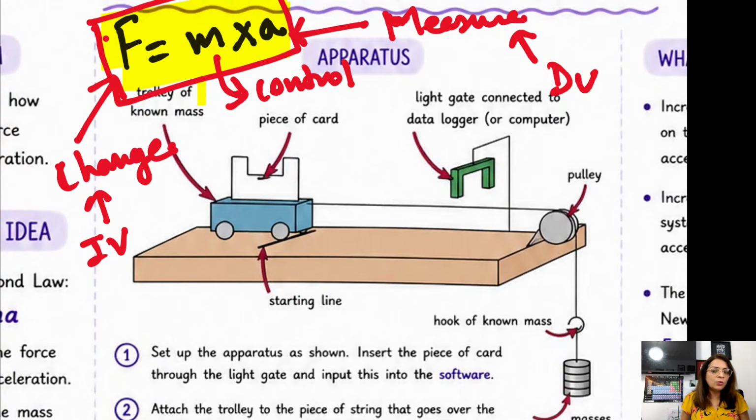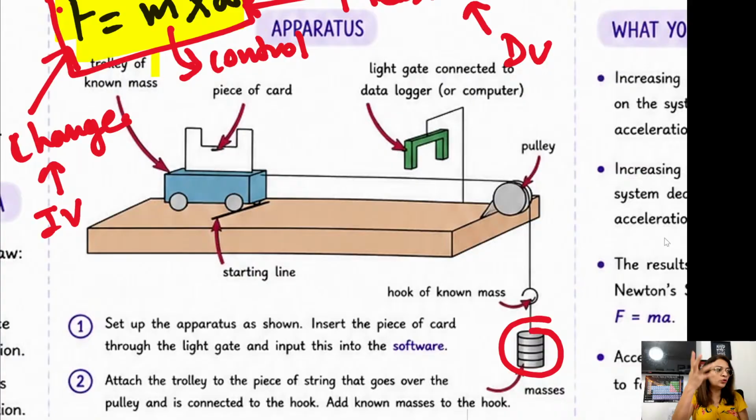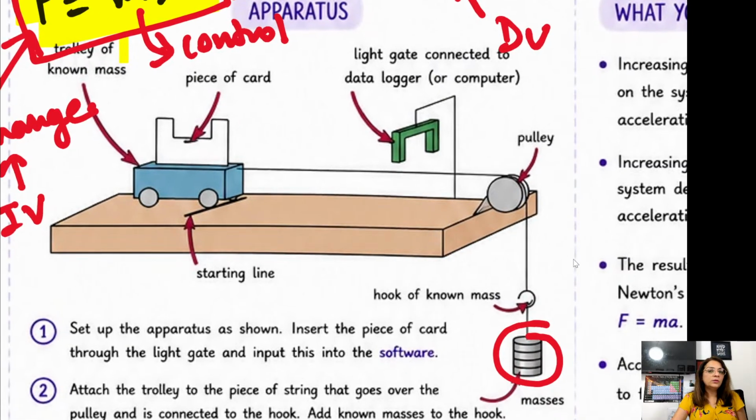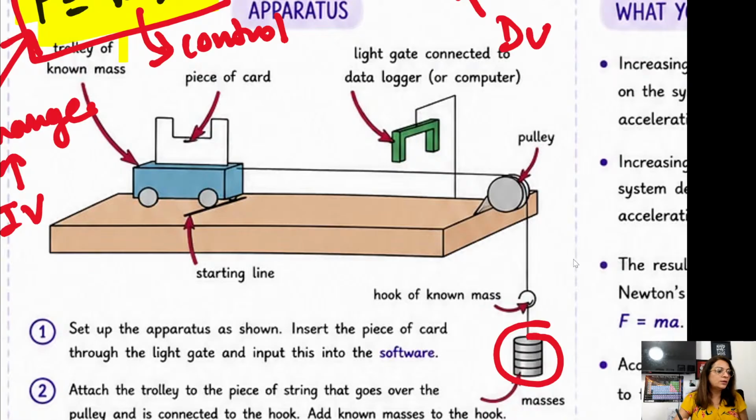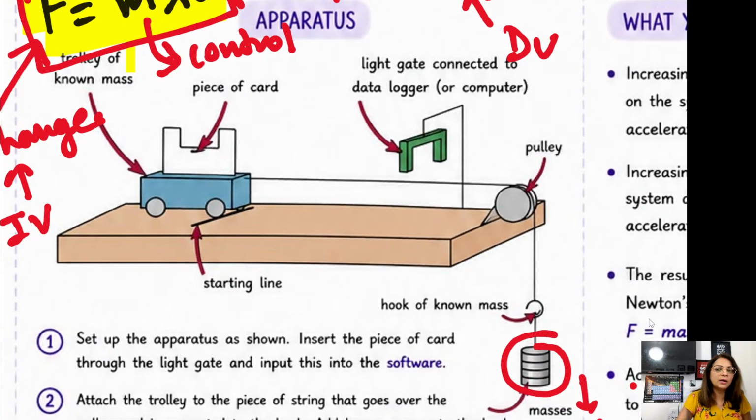Okay, tell me, what if I am hanging the mass on the string, which force is going to be this? Will it be tension or will it be weight that pulls the thing down? The weight. Very good. Weight is pulling the things down, so you change the weight, but you have to keep the mass the same of the entire system from here to here.